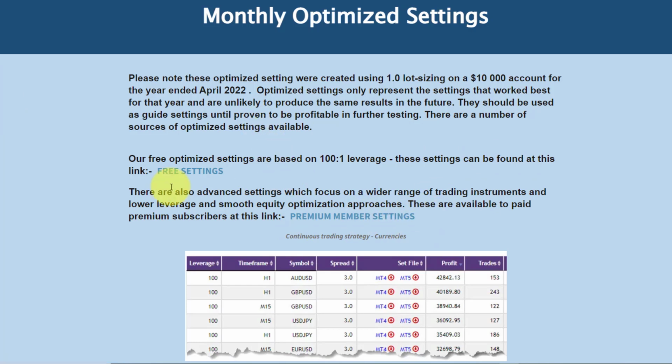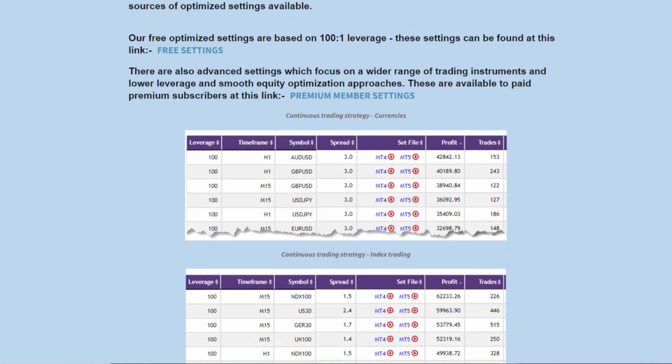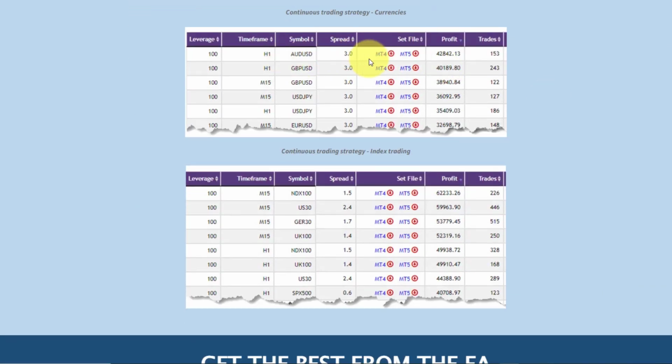And there are premium settings and free settings. Here are some extracts from some of the settings that are available. Here's, for instance, currencies on the continuous trading strategy.